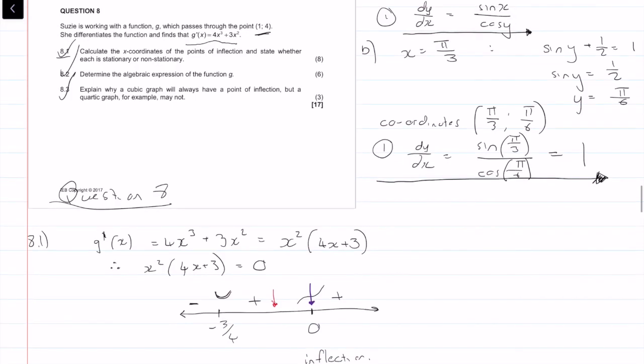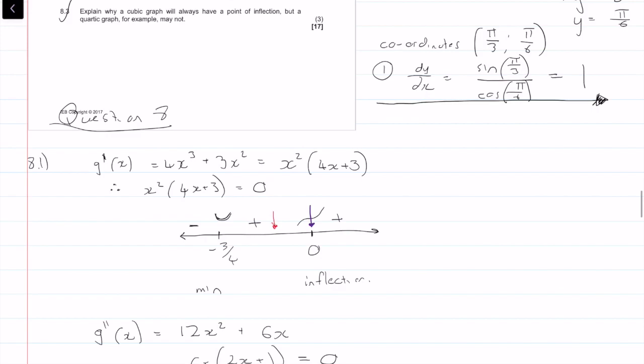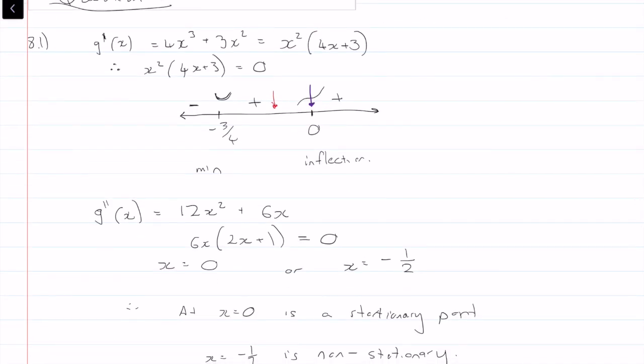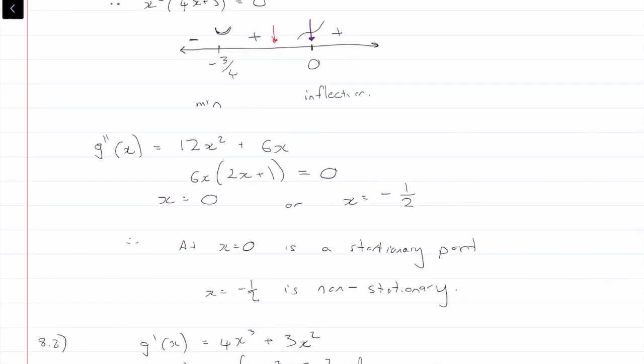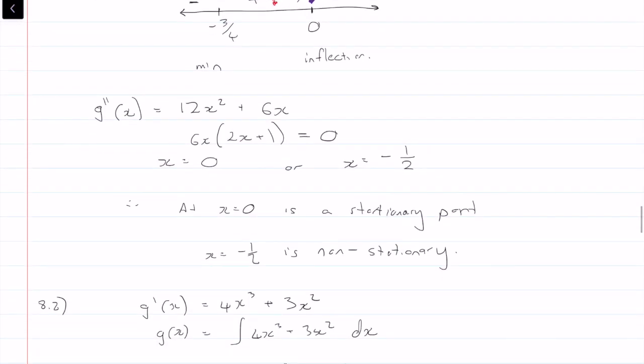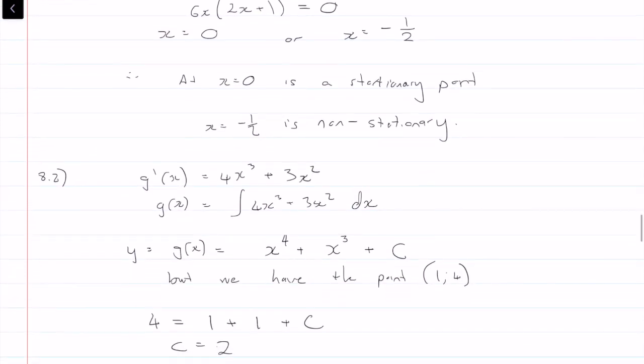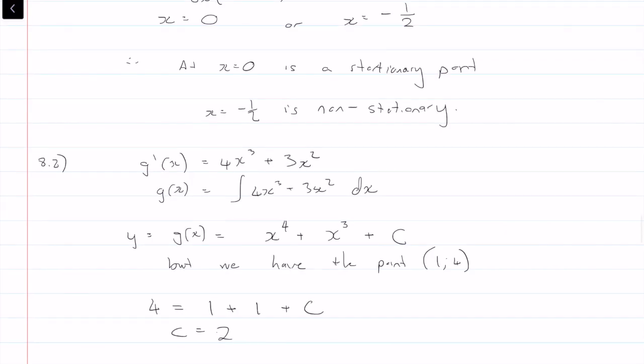Okay, so just to run a summary quickly of what we did. So the first thing we did was calculate the x coordinates of the points of inflection. We had to state if they're stationary or non-stationary. So to do that, we first needed to understand where the graph would change its gradient or change the sign of the gradient. Then we calculated the second derivative and found that 0 is a stationary point and x equals minus a half is not a stationary point.